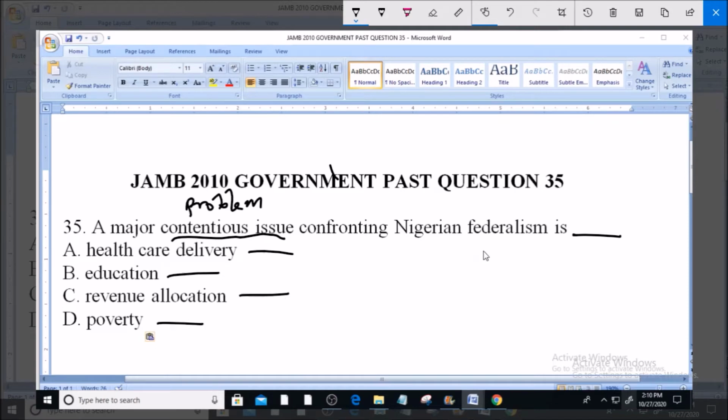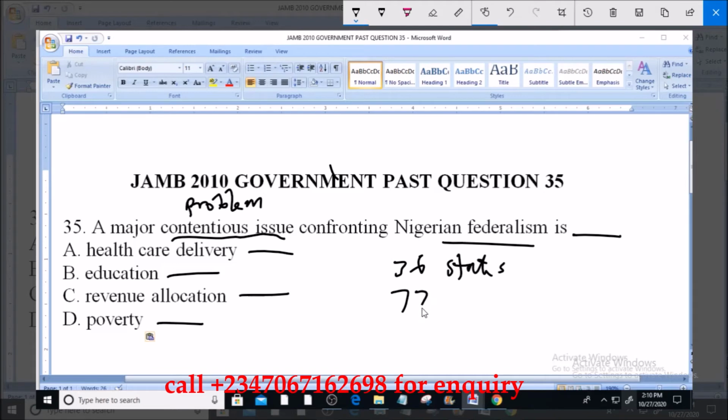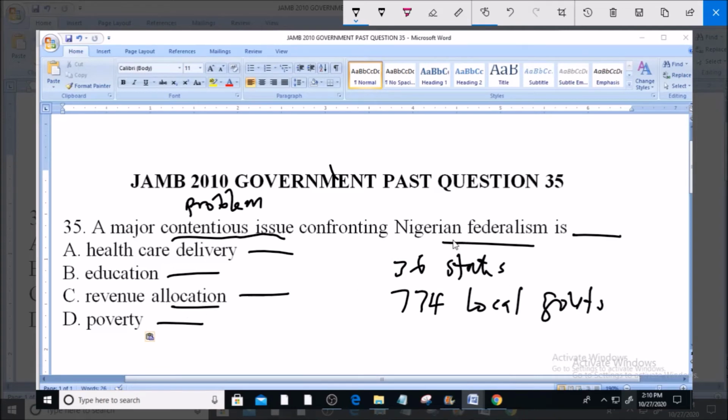The major issue confronting Nigerian federalism right from day one that has led to the creation of states up to 36 states today in Nigeria, and eventually leads to what we call 774 local governments in Nigeria today, is revenue allocation. And up to date there is still an issue of revenue allocation among the components of government, so option C is correct.